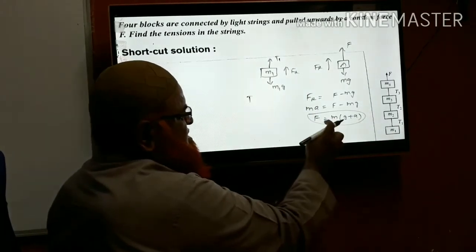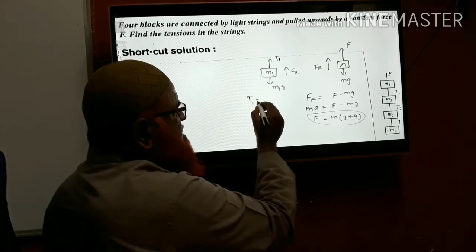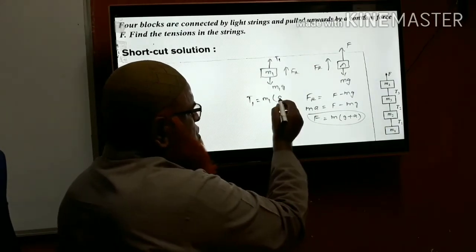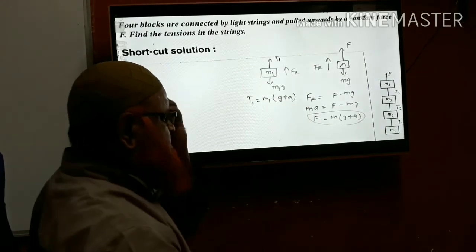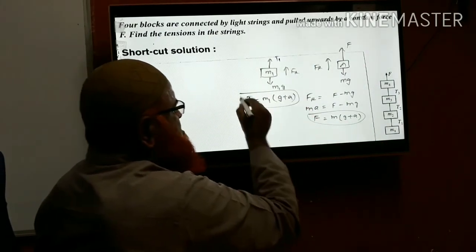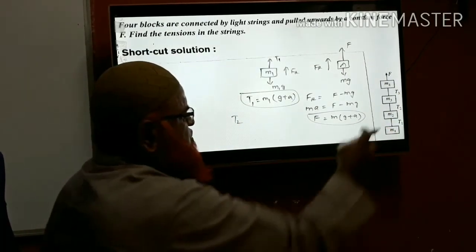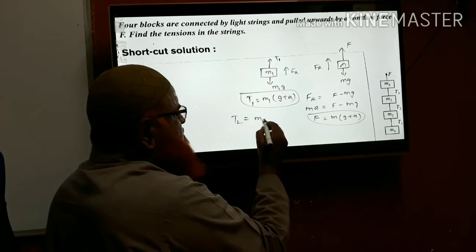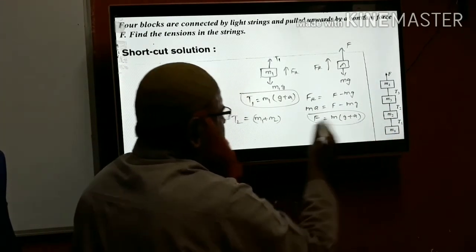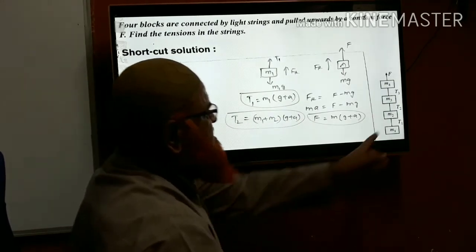So you can just use this formula and make it a shortcut to find out the tension T1. So tension T1 can be considered as m1 into (g plus a). It's very simple here. This is a shortcut formula for finding the tension T1. Then what is the shortcut formula for finding tension T2 here? To find out tension T2, it is very simple that you have to write m1 plus m2. Below this, how many masses are there? m1 plus m2 into (g plus a). So this is a shortcut formula for finding tension T2.